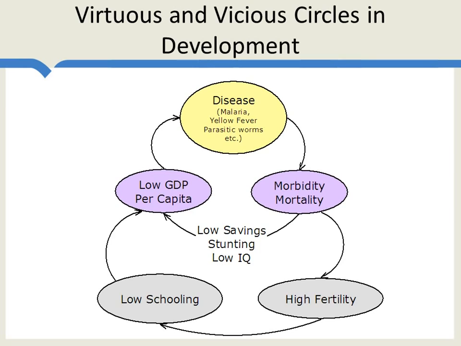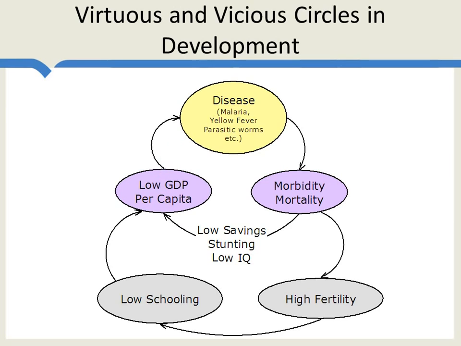Here, when we start off with disease, with malaria and yellow fever and worms and so forth, that leads to morbidity and mortality, which of course lowers GDP directly. It also means low savings. It means stunted people, especially when they've been hit by these diseases as young children. It means low IQ. This again leads to low GDP per capita.